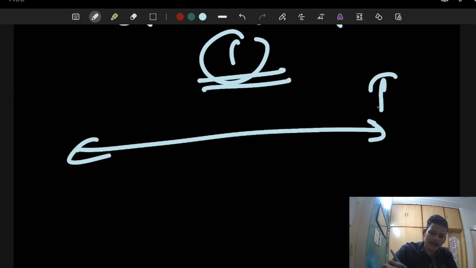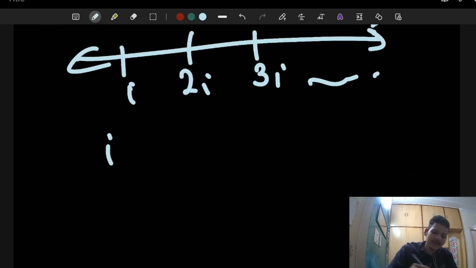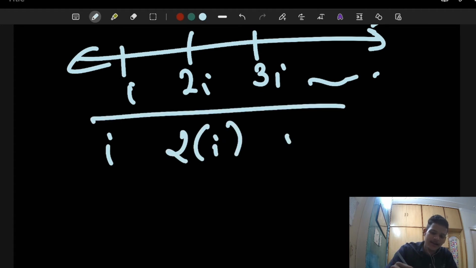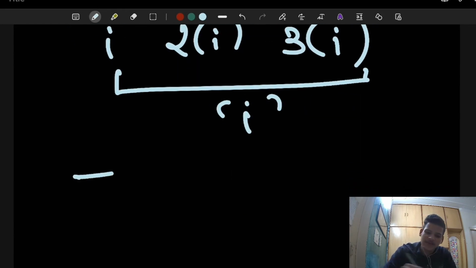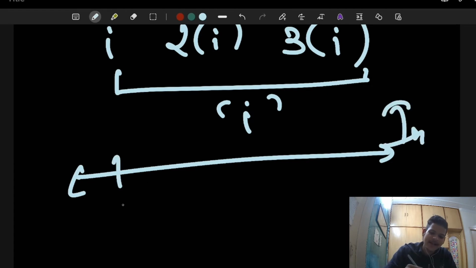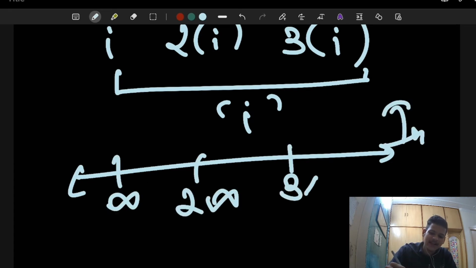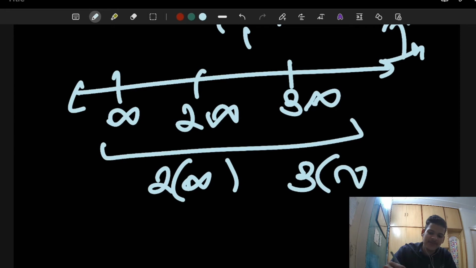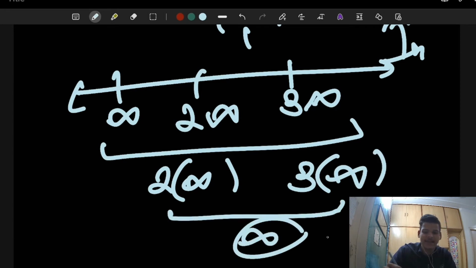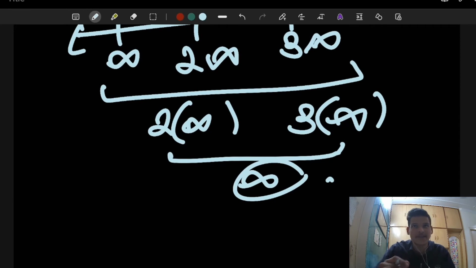Similarly, in our imaginary axis, we have i, 2i, 3i, and so on. Basically, this can be written as i, 2 into i, 3 into i, where the scale factor is i. So in the same fashion, if we take our infinity axis, we can write it as infinity, 2 infinity, 3 infinity, where these can be expressed as 2 into infinity and 3 into infinity, the scale factor being infinity. So if you look at this a bit more closely, suddenly everything fits into place. All of the missing paradoxes, all of the missing lines, all the stuff that we were missing, it all suddenly snaps into place.